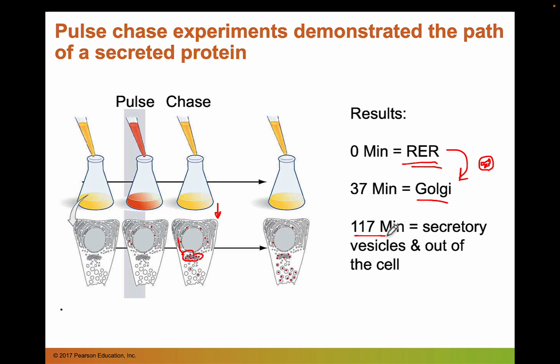And then at 117 minutes, he saw that a lot of the proteins had left the Golgi and were now in these secretory vesicles or had been secreted outside of the cell. So this gave us this pathway here where it goes from the ER to the Golgi to the plasma membrane, and in all of the passing off from the different organelles, the protein stays within a vesicle. So once it gets into the plasma membrane, it doesn't have to cross across a lipid bilayer again.